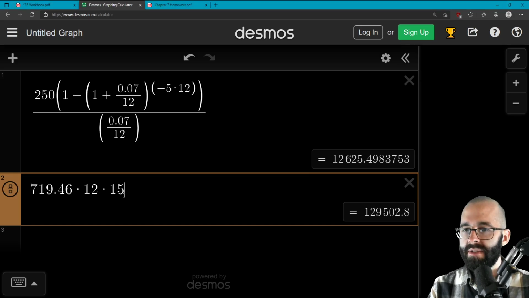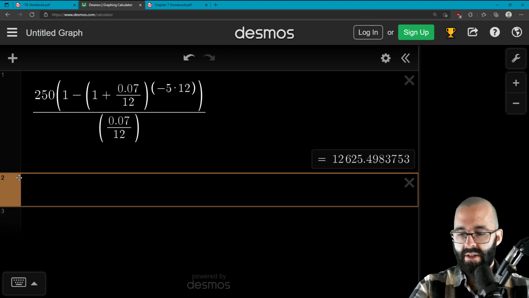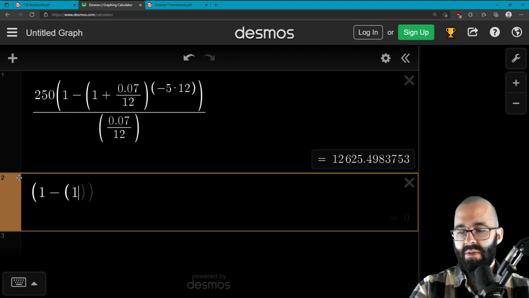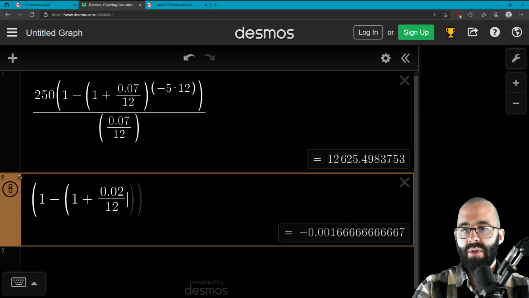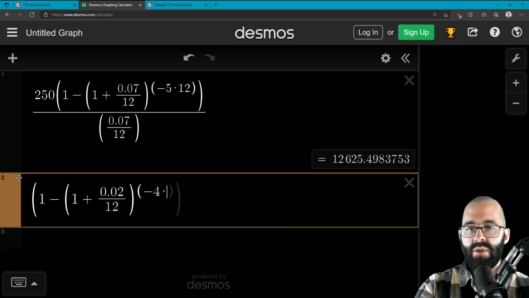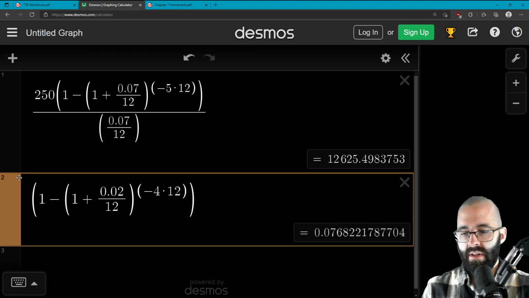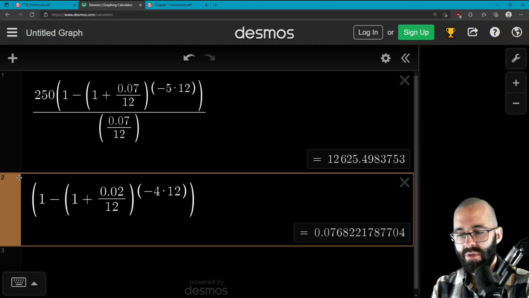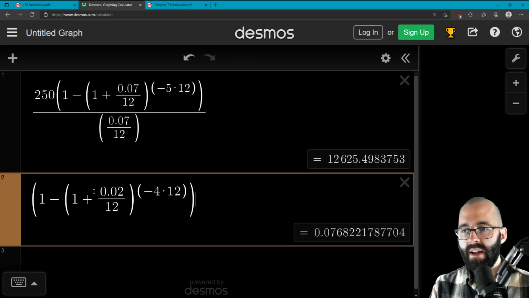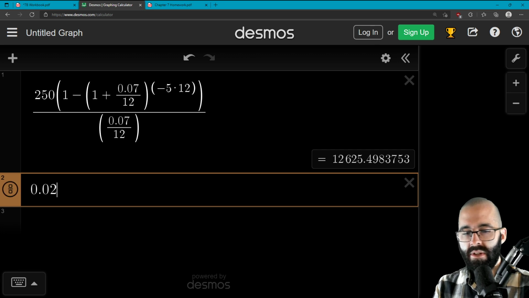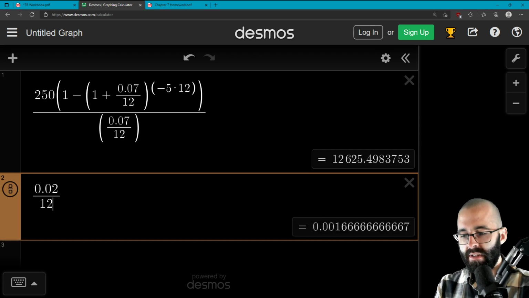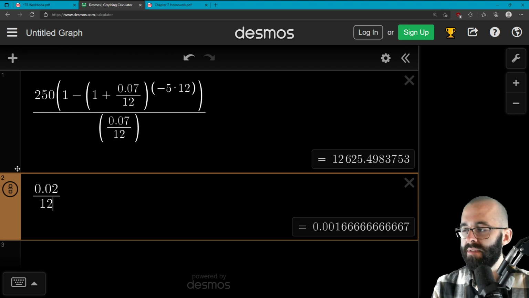So we go over to Desmos and say, what's that numerator look like? 1 minus 1 plus 0.02 divided by 12, raised to the negative 4 times 12. That numerator is 0.0768222. And the denominator is 0.02 divided by 12. Denominator is 0.0016 with the 6 repeating.